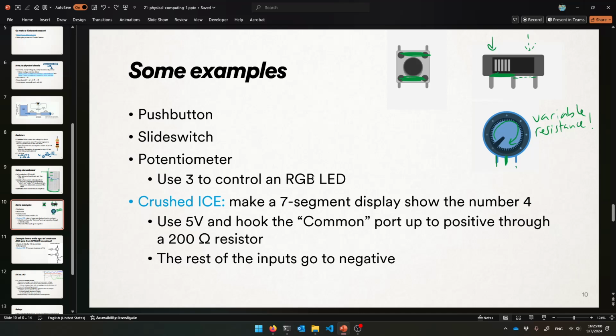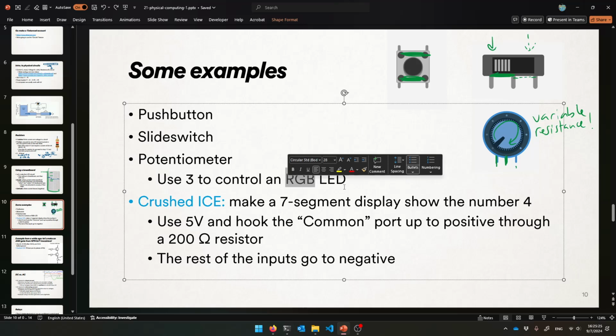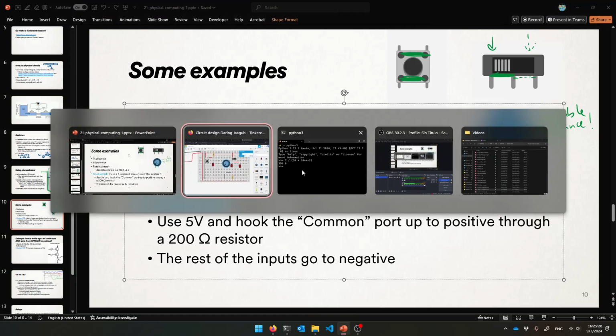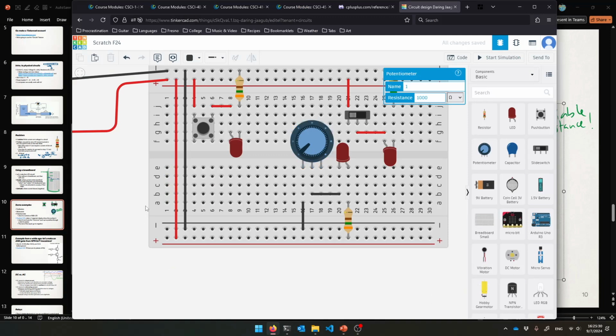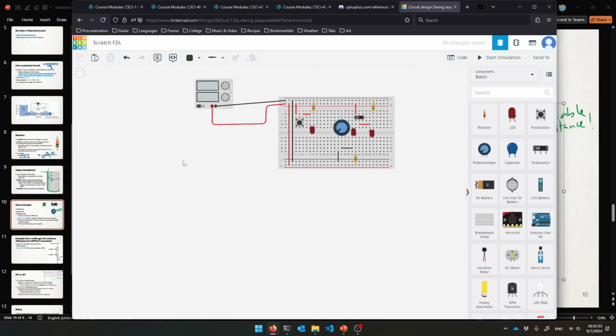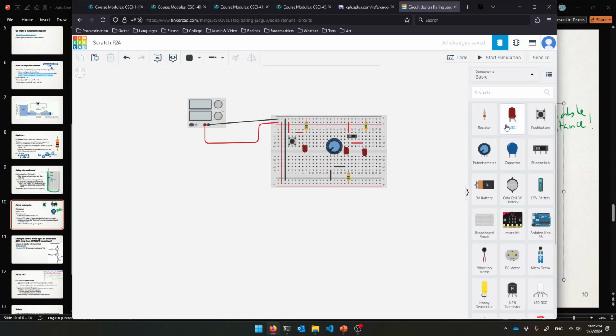A really cool thing you can use variable resistance for is to control an RGB LED, which is fun to think about. It's a cool kind of LED that can be any color at all by feeding it RGB amounts of power. The current you produce kind of produces color as well. So let me show that to you.